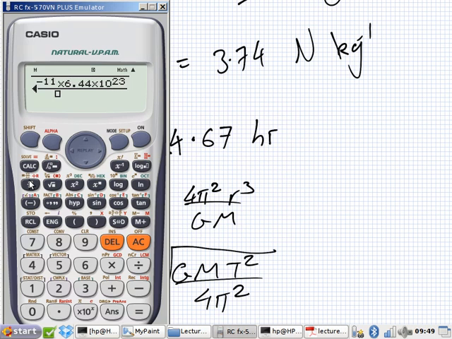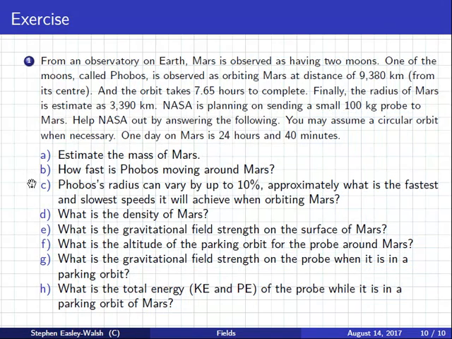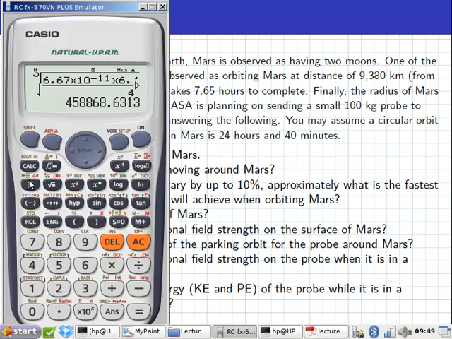Okay, times 24.666666 times 3600 over 4 pi squared. Now, this is the distance between the center of Mars and the probe. But my question was, what is the altitude? Altitude is the distance above the surface. So now I do need to subtract 3390000.